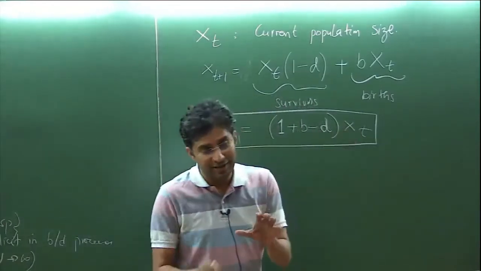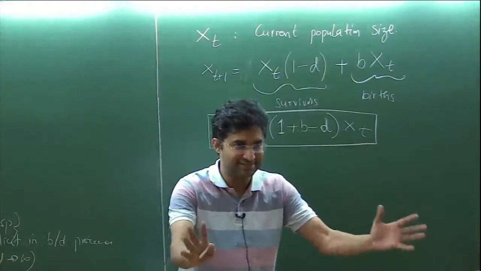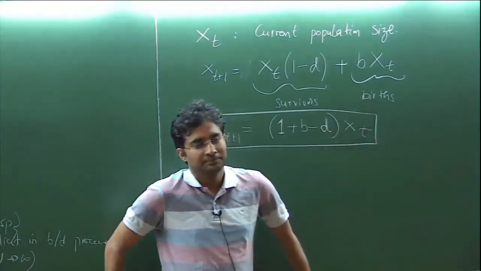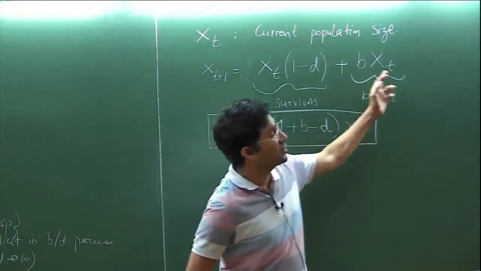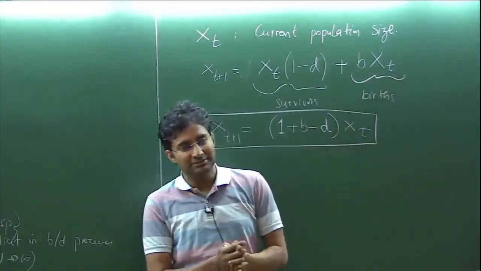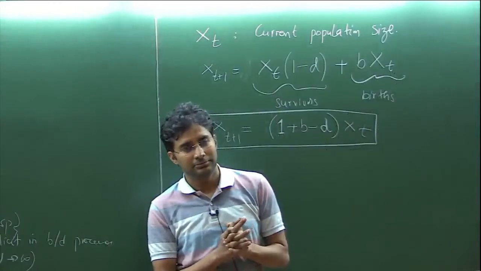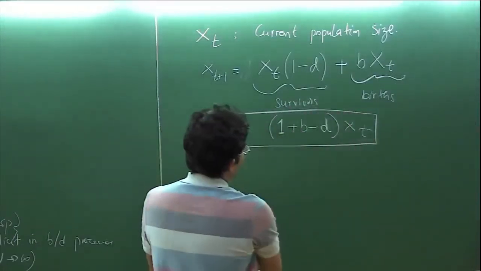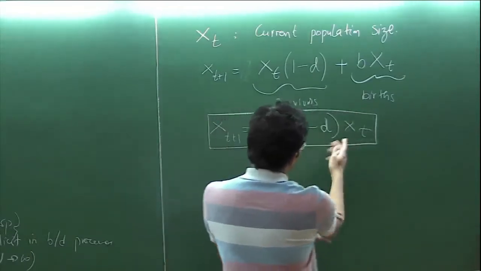B is defined for an individual, and BXT is the total number from the entire population. Okay, so we have this simple formula that connects 2 generations.